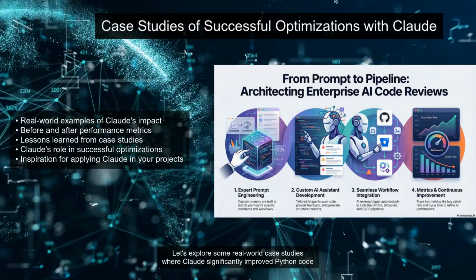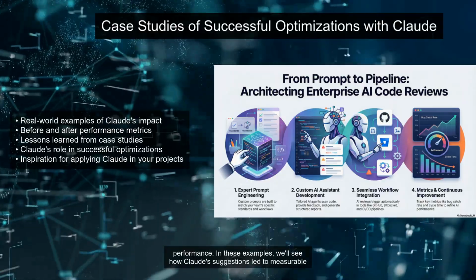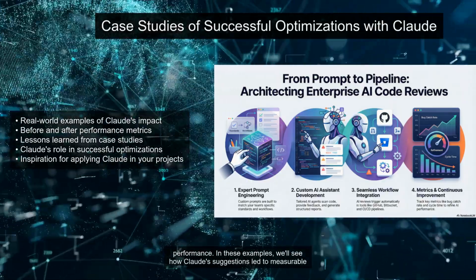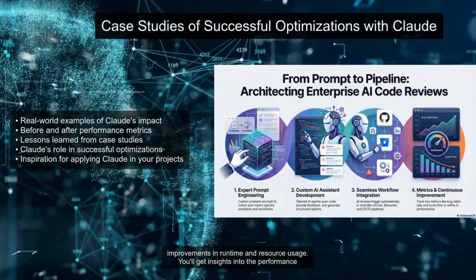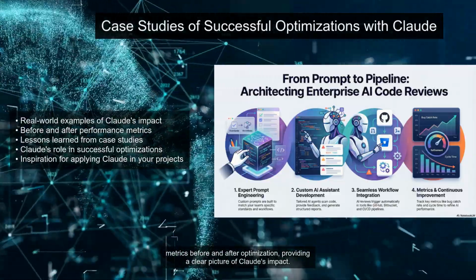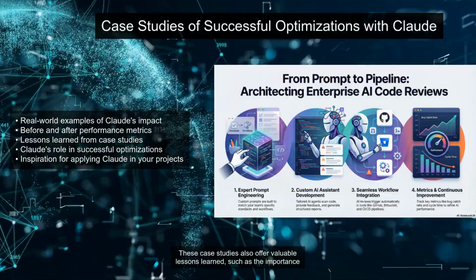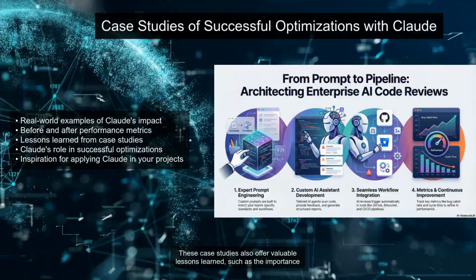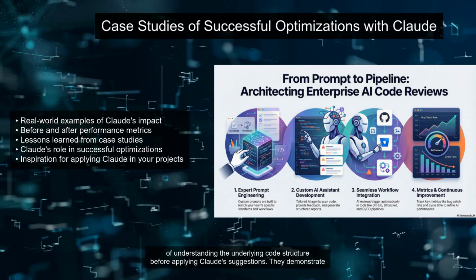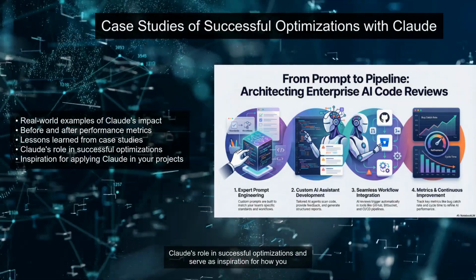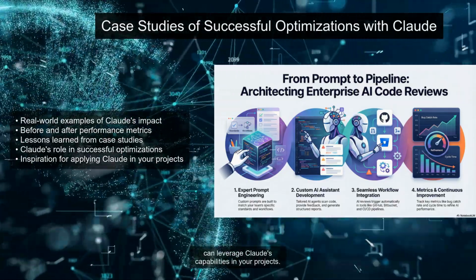Let's explore some real-world case studies where Claude significantly improved Python code performance. In these examples, we'll see how Claude's suggestions led to measurable improvements in runtime and resource usage. You'll get insights into the performance metrics before and after optimization, providing a clear picture of Claude's impact. These case studies also offer valuable lessons learned, such as the importance of understanding the underlying code structure before applying Claude's suggestions. They demonstrate Claude's role in successful optimizations and serve as inspiration for how you can leverage Claude's capabilities in your projects.